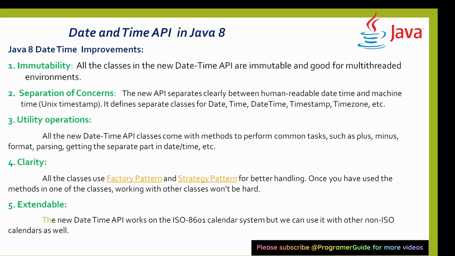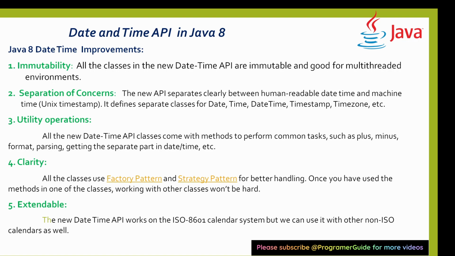Immutability: all the classes in the new date and time API are immutable, so they are good for multi-threaded environments and will not create concurrency exceptions. Separation of concerns: the new API separates clearly between human readable date and time and machine time.